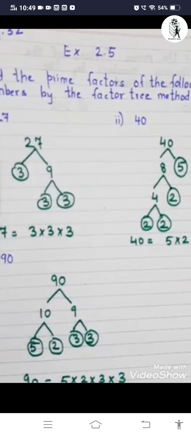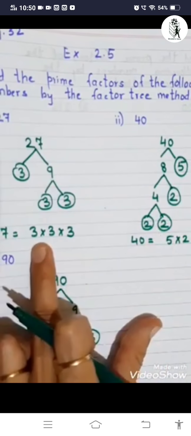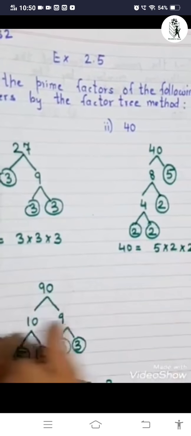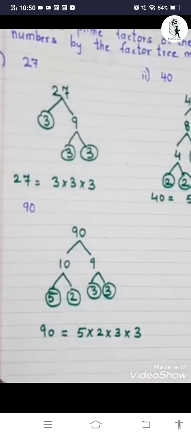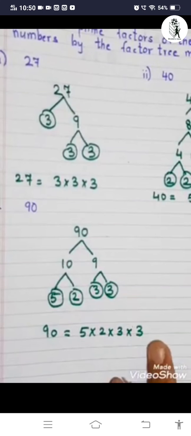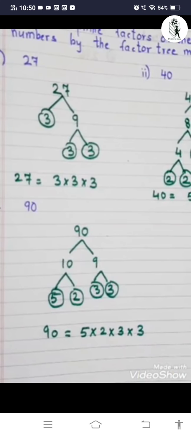Okay, so this method is called the factor tree. After finding out the factor tree, do not forget to write the product of the prime factors. Okay, in this way, that is the last step. Fine. Let's continue and see what is question number 2.